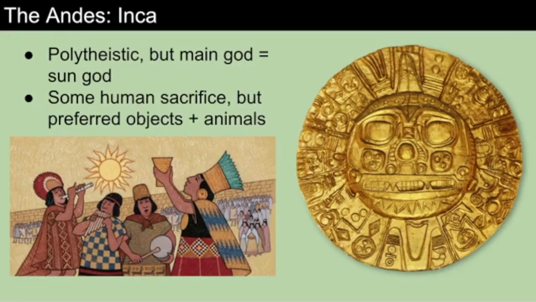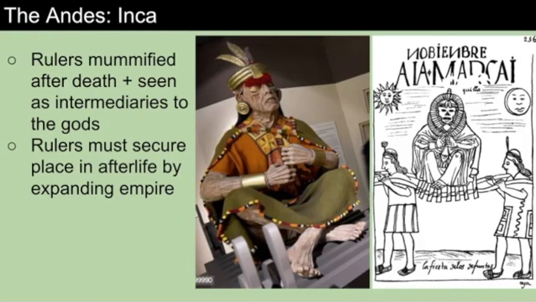In terms of religion, like a lot of civilizations we've run into, the Inca were polytheistic, but their main god was a sun god. This is pretty common because the sun helps bring warmth and growing things to the planet, and most humans recognize that the sun is kind of a big deal. The Inca will practice some human sacrifice like the Aztecs, but they much preferred sacrificing objects and animals to appease the sun god. They also used the religion to support their government.